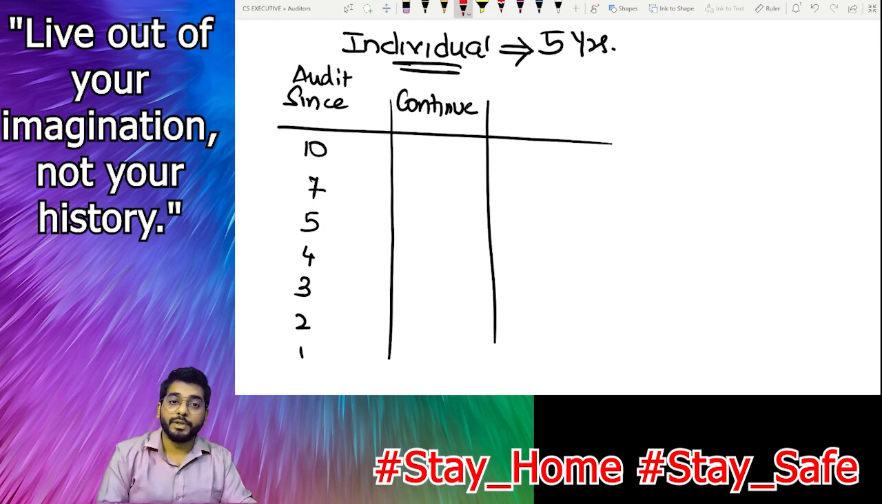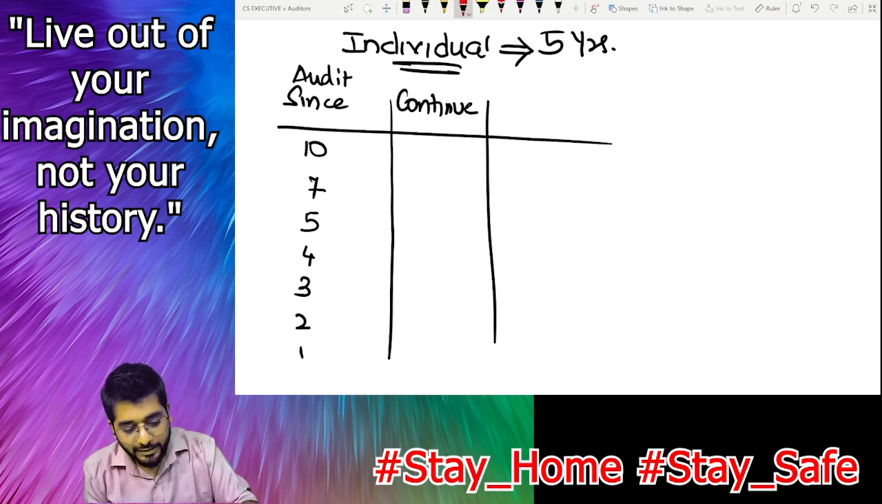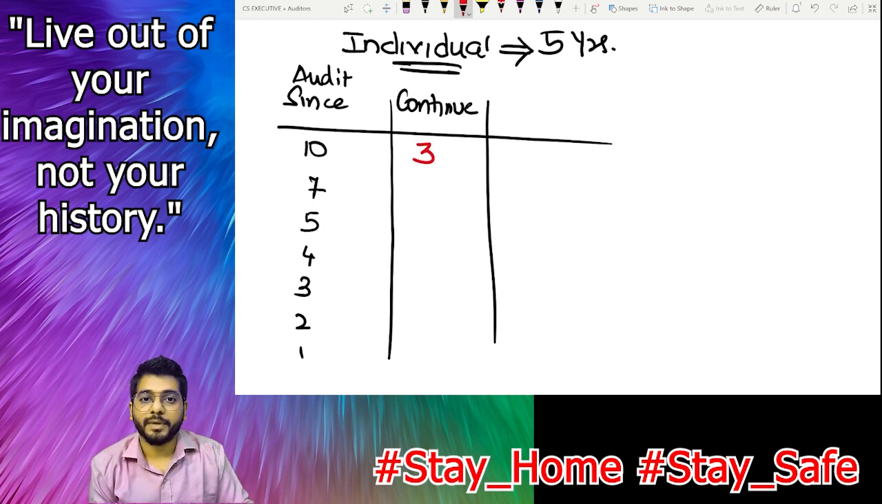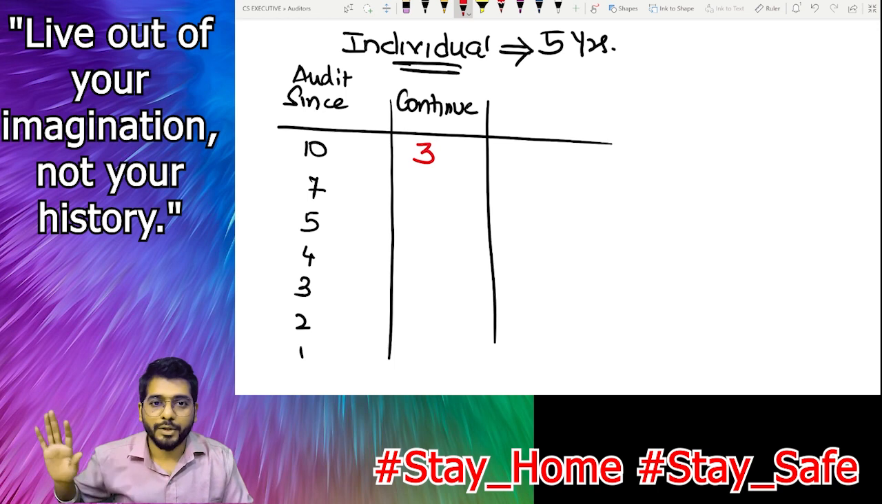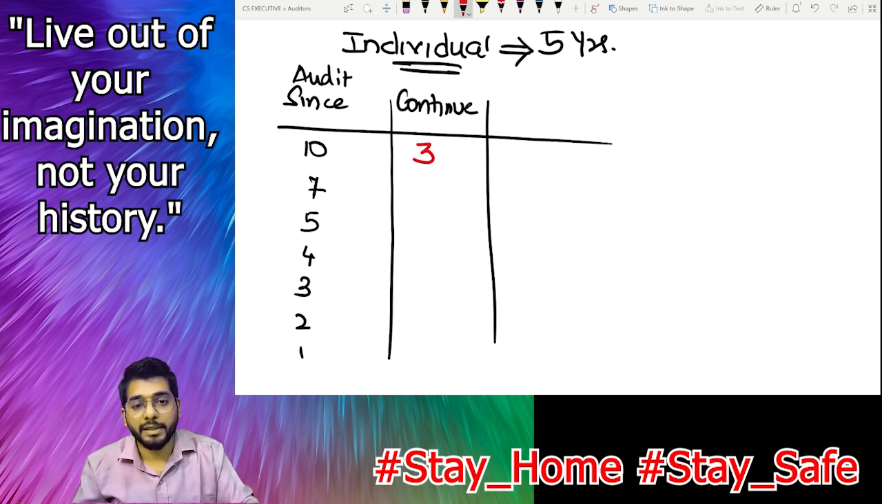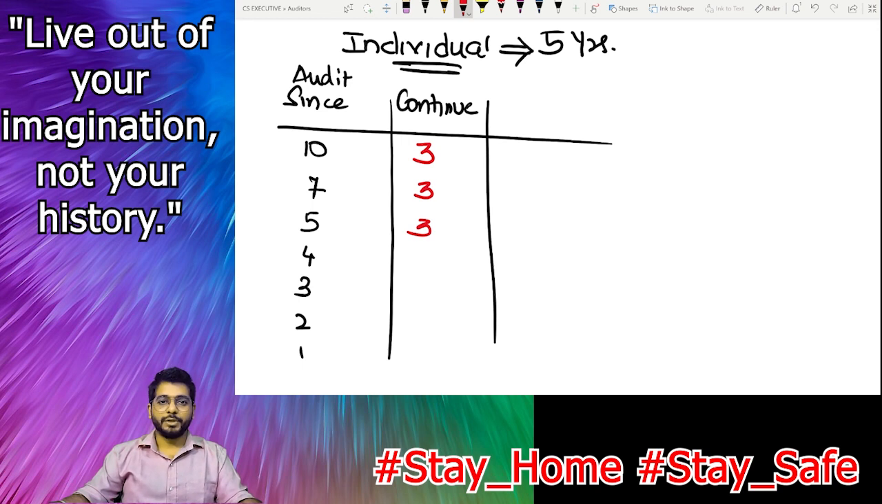Which means what? If you are already an auditor of a particular company for more than 5 years, for example 10 years, can you continue with that audit firm as an auditor? Yes, maximum 3 years. This is what? The transition period. Within 3 years, you have to leave that company. You cannot leave the company immediately. Understood? So maximum 3 years time. 7 years, same, maximum 3 years because it is more than 5. If 5 years are completed, you can get the 3 years transition period.